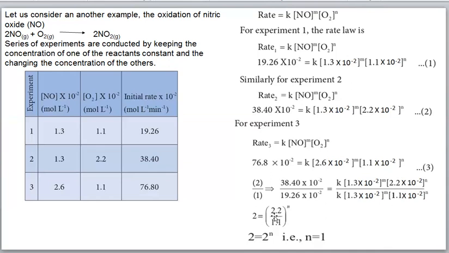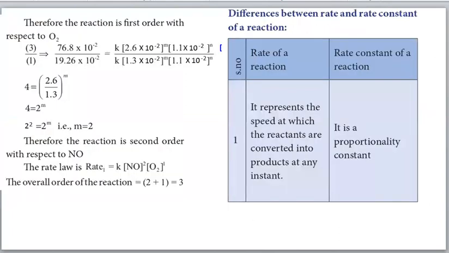Then if you divide these two, we will get 2, so 2 is equal to 2 to the power n. Here 2 has power no number, that means it is 1. So n is equal to 1. Therefore, the reaction is first order with respect to oxygen. Then equation 3 divided by equation 1.